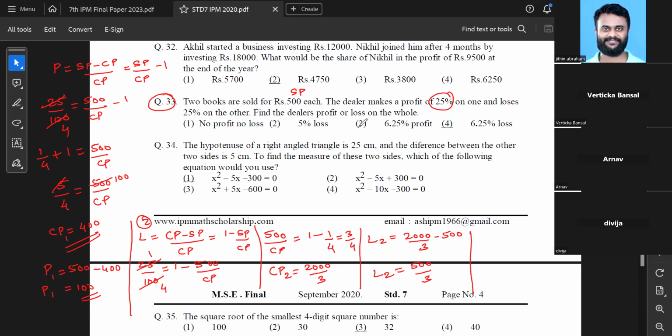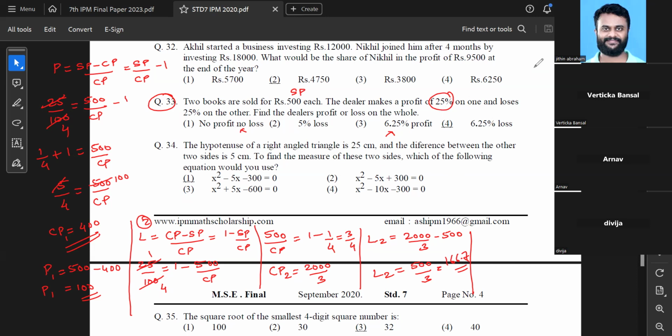Now, first of all, there are a couple of options. One is no profit, no loss. One is profit, and the other two options are loss. Let's first try to eliminate the options. In this case, 500 divided by 3 is 166.67, basically. So obviously, loss is more than profit, which means the overall is loss. So this is not correct, this is not correct. So either this is correct or this is correct.